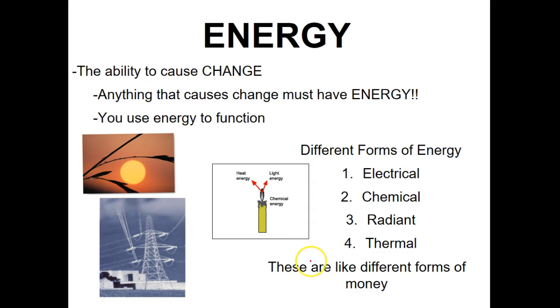So you can almost imagine these as if they were just like a different form of money. We've got pennies, nickels, dimes, quarters, dollars, $5. It's just different versions of the same thing. It's all money, but we just use them in different ways. So just like a different amount of money, we have different forms of energy as well.